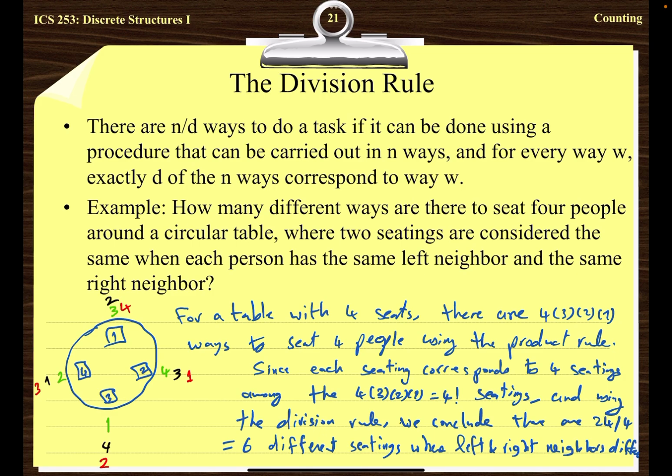Any question? Yes. We found the 4. What are the two left that we didn't find? Which other two? You said 6 different seatings. Why 6? Because we have 24 divided by 4, because we have 4 seatings that are exactly the same. So 24 divided by 4, we have 6. Now, if you want to list those 6, you can go ahead and do that. You just need to make sure that in each one of them, at least one person has a different right neighbor or left neighbor.